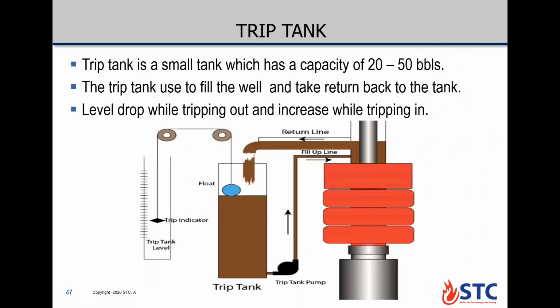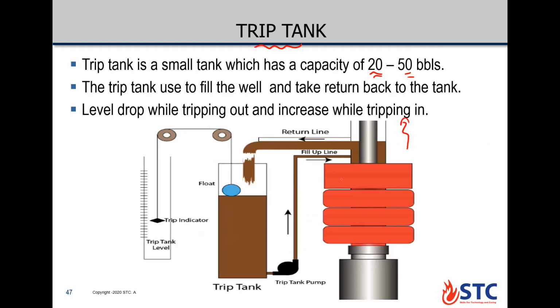Okay, here is the trip tank. The trip tank has some specifications or features. Trip tank is a small tank with a capacity from 20 to 50 barrels. Trip tank is used to fill the well and take return back to the tank. Level drops while tripping out. Why? To compensate for the level drop, and level increases while tripping in.